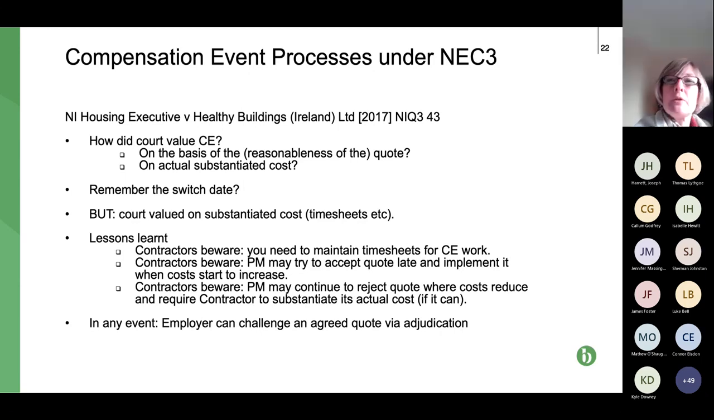So this is why I'm sort of debating, will our courts, will the English courts follow this case?